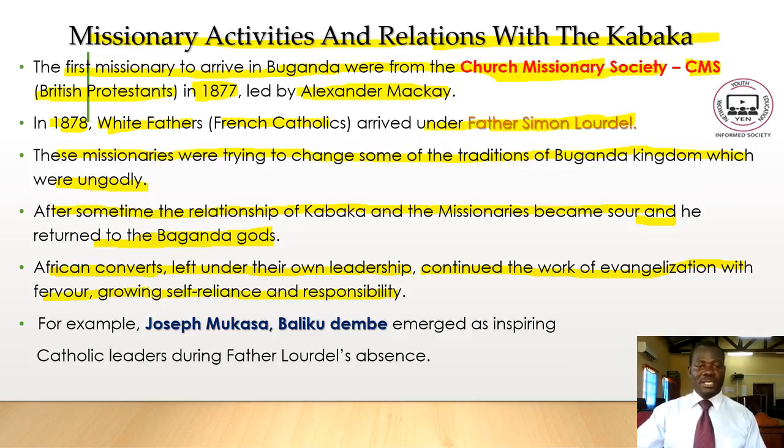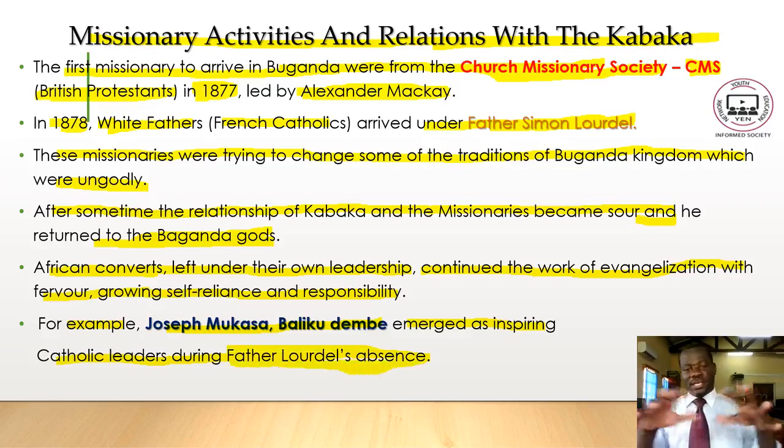When many African converts were converted, they chose leaders among themselves. They were preaching to each other, and they were growing really smoothly like that. For example, Joseph Mukasa and Bilikudembe emerged as inspiring Catholic leaders during Father Lourdel's absence. When Father Lourdel was not there, these African leaders took up the teachings of the Catholic fathers, and they advanced, preaching to their fellow Africans.